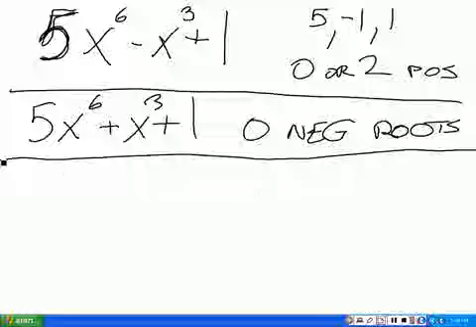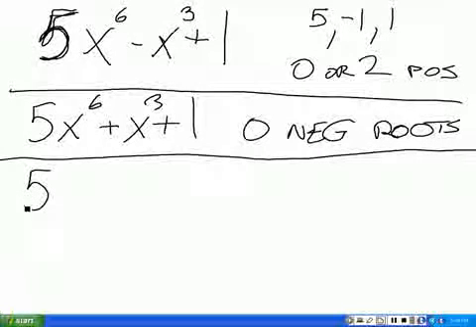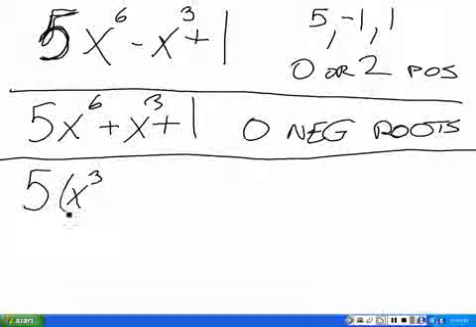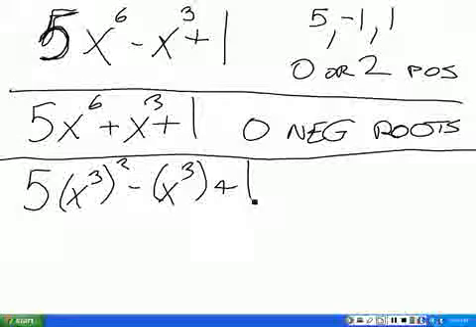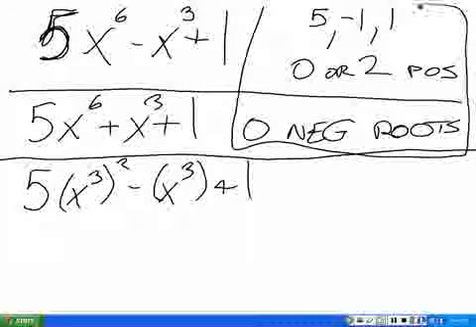Now, if I wanted to do further investigation, though, I could always write this as x cubed squared minus x cubed plus 1 and use the quadratic equation to try to solve for x cubed. And then I'd see, well, when I took my b squared minus 4ac, I'd run into a little bit of trouble. But this here is what Descartes' Rule of Signs tells us.